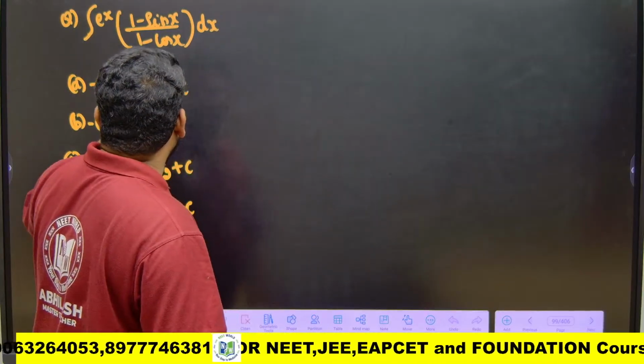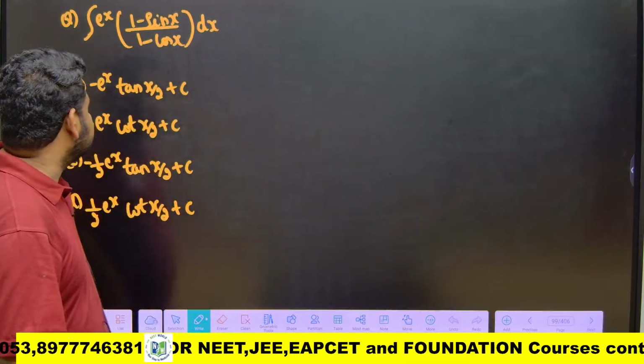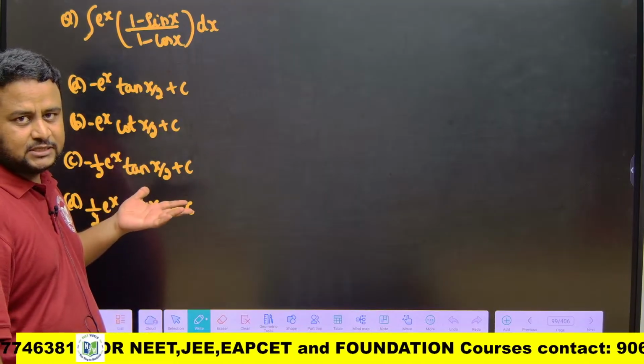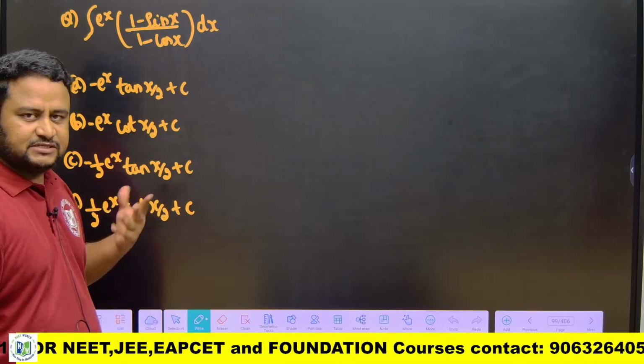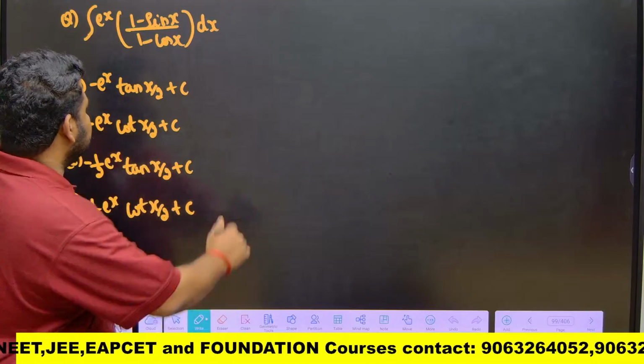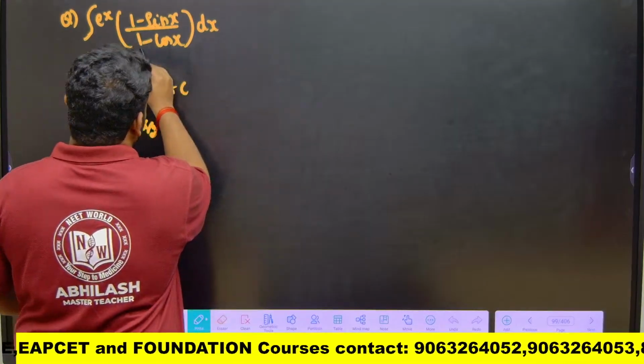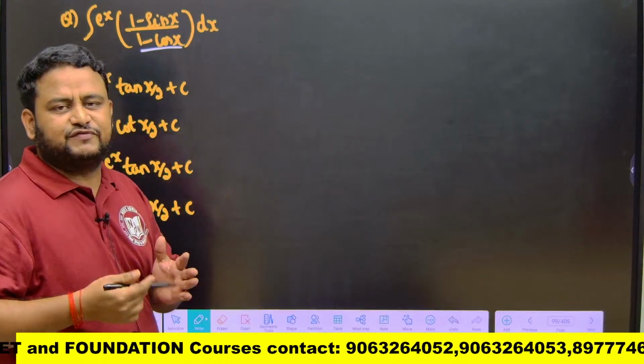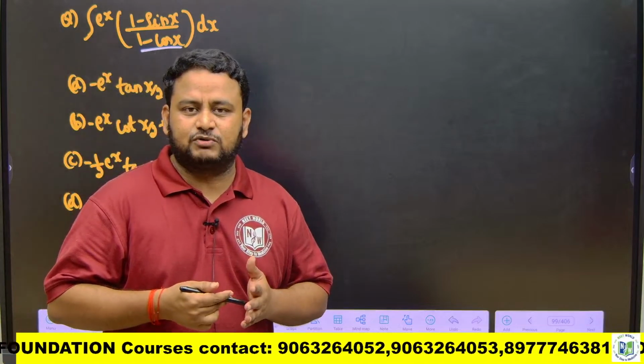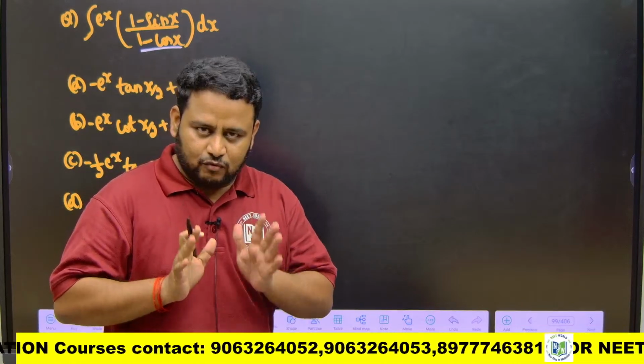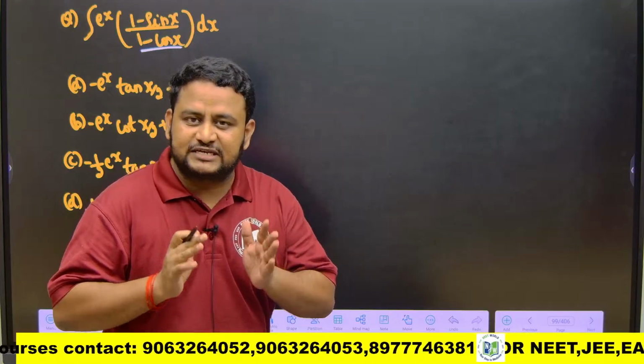Now, let us have a look at this question, friends. Here also you can use integration by parts. You can use various other methods, such as substitution, also. But let us see what we can do here. Here 1 minus cos x is given. By our knowledge of trigonometry, using the half angle formula, 1 minus cos x can be written as 2 sin square x by 2.